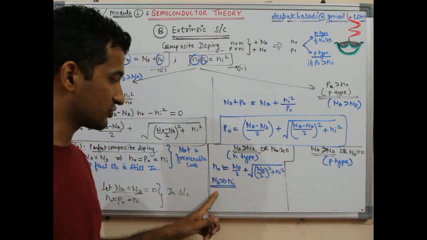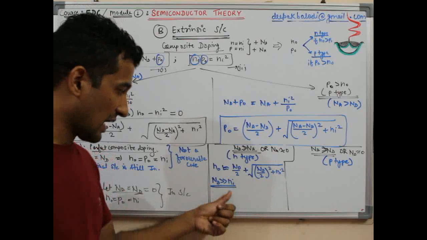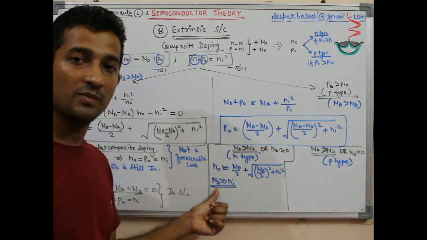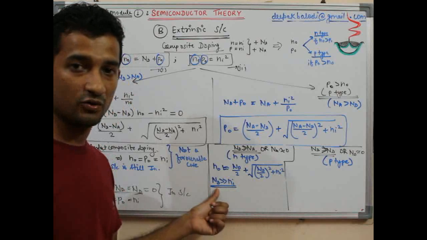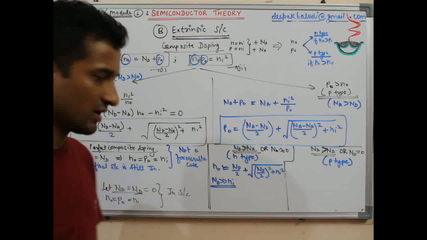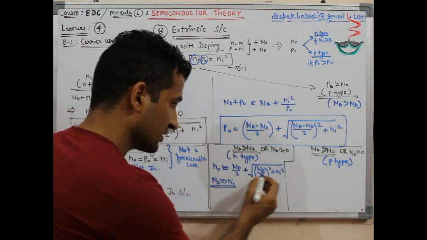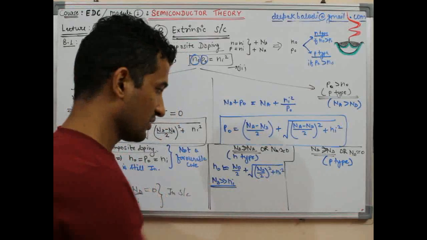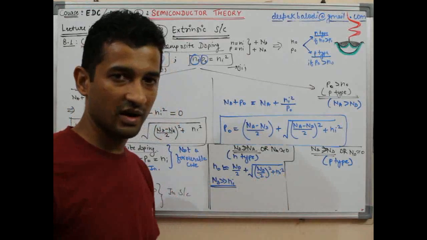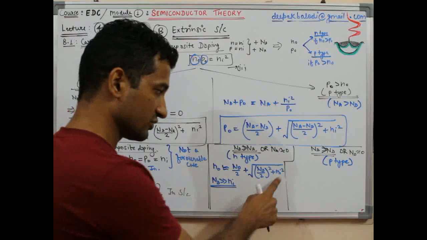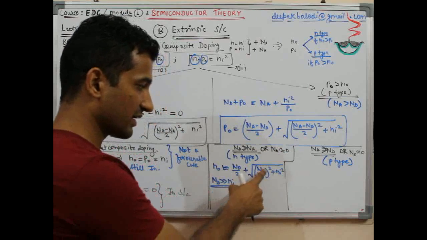So if it is at least 2 orders greater than Ni, like Ni is 10 to the power 10 for silicon, and you have at least 10 to the power 12 per centimeter cube impurity, or 10 to the power 13 or 10 to the power 14 or anything above it. So if that happens, then this Ni can also be neglected with Nd, because Nd square will be much greater than Ni square, or (Nd by 2) square will also be greater than Ni square. So this will be neglected, and out of that we will be getting Nd by 2.